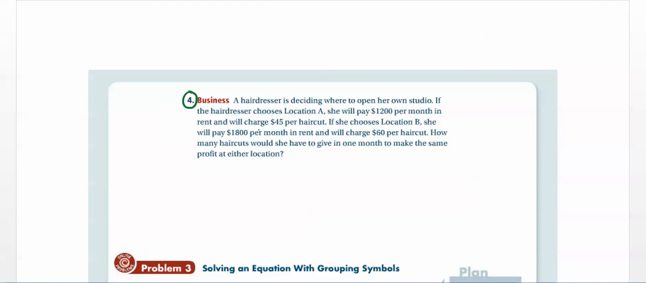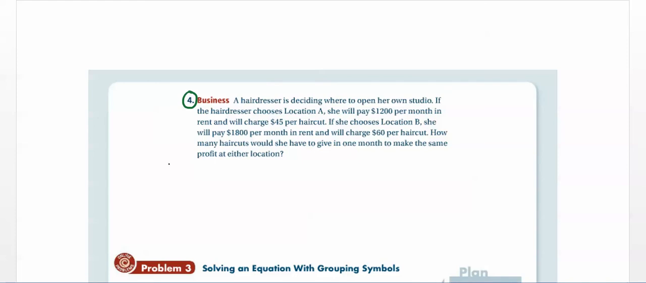If the hairdresser chooses location A, she will pay $1,200 per month in rent and will charge $45 per haircut. If she chooses location B, she will pay $1,800 per month in rent and $60 per haircut. How many haircuts would she have to give in 1 month to make the same profit at either location?